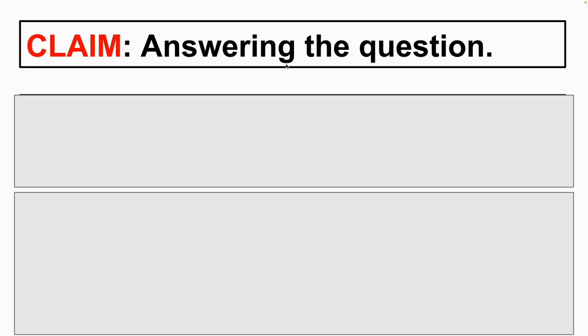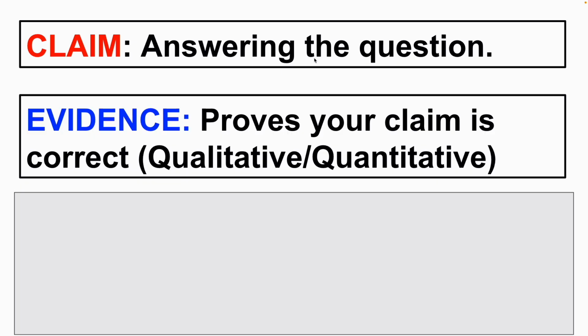What is a claim? Well, a claim is simply answering the question. There's going to be a question, and you are claiming what you deem to be the correct answer. After you state a claim, you have to provide evidence, and evidence proves your claim is correct. How did you come up with that claim? Well, you need to provide evidence, and you're not going to explain that evidence, you're just going to state it, and that evidence comes from qualitative and quantitative data or observations.